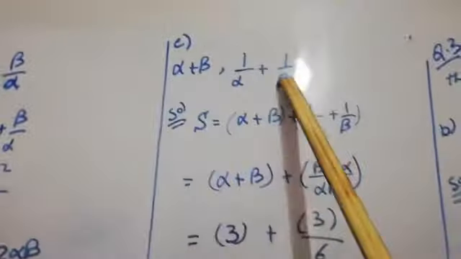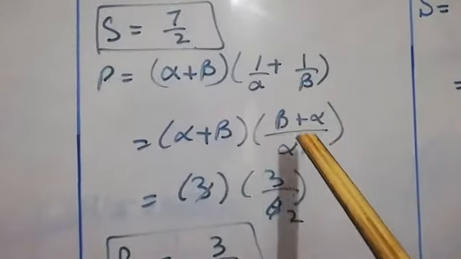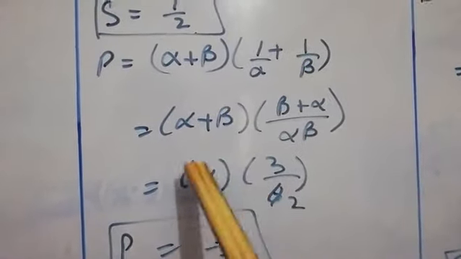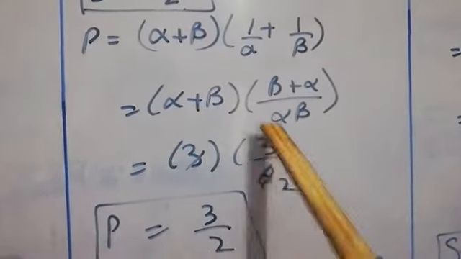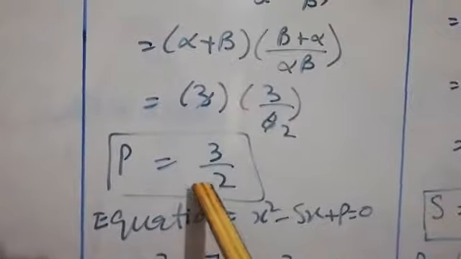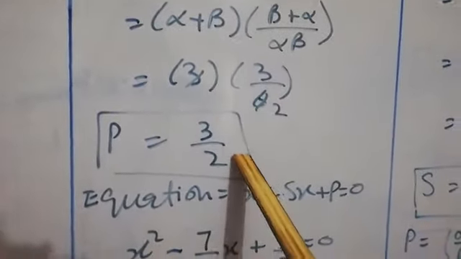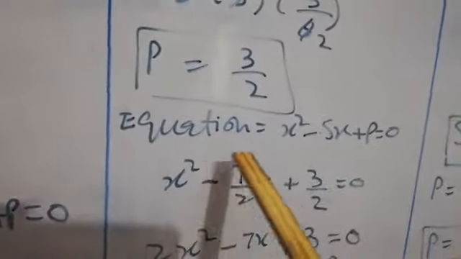Now we will find the product of their roots. We will multiply these two roots with each other, and here we will take the LCM again and put the values. Alpha plus beta is 3, beta plus alpha is 3, divided by alpha beta, which is 6. 3 ones are 3, 3 twos are 6. So the product of their roots is equal to 3 by 2.